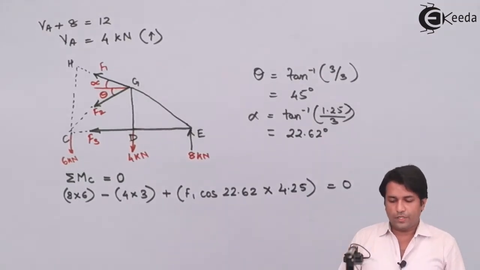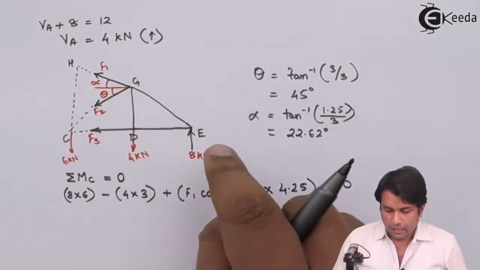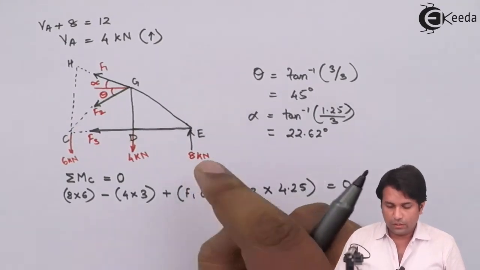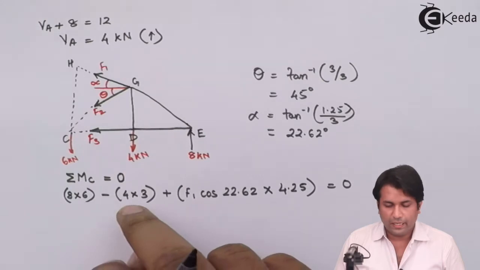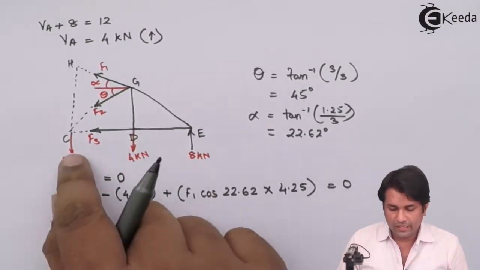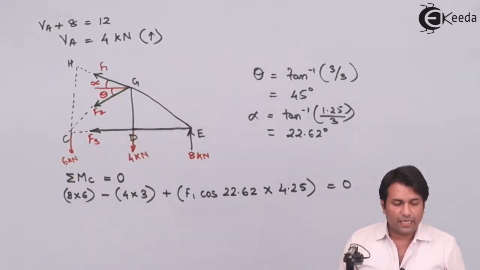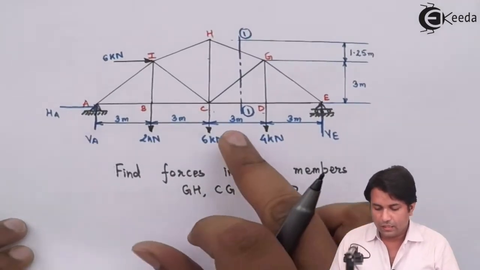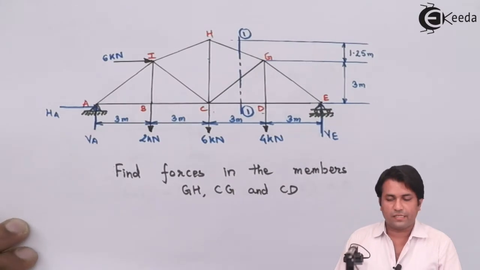If you look at this equation, what I have done is I've taken moment of this force, that is the 8 kilonewton force. Then I've taken moment of this force, that is the 4 kilonewton force. I know the distances between CD and TE, that happens to be 3 meters. You can see in the question, this distance is 3 meters as well as this distance is 3 meters.